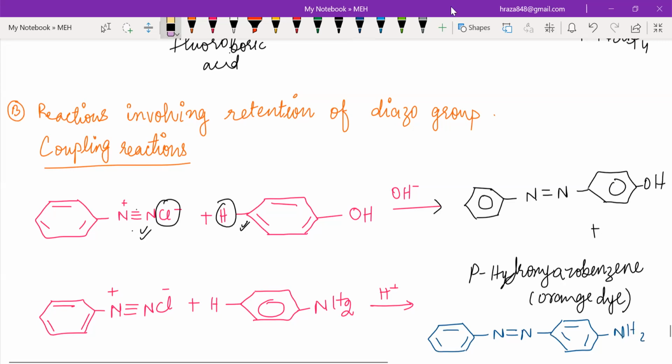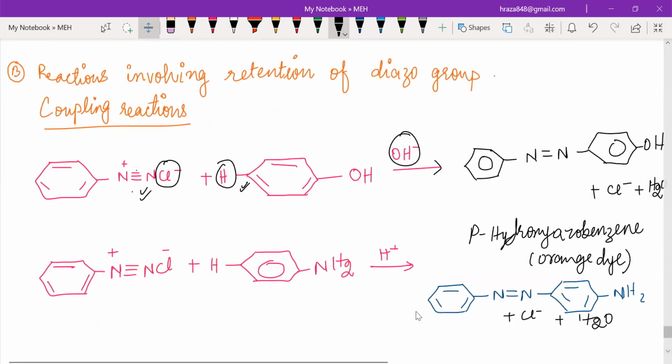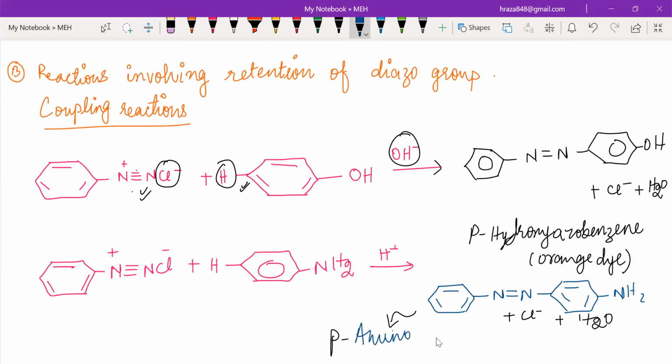See here, it won't be HCl. Basically, it will be Cl minus, and H plus will go with OH minus to form H2O. In the same way, there will be Cl minus and H2O. And the bottom compound has a name, p-amino azobenzene, para-amino azobenzene, and it is a yellow dye.